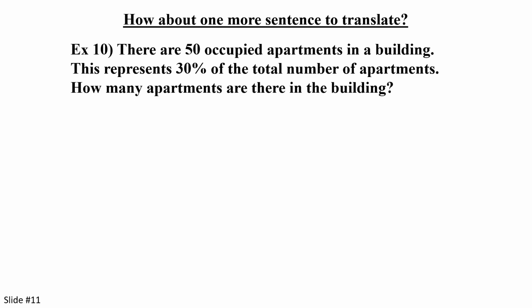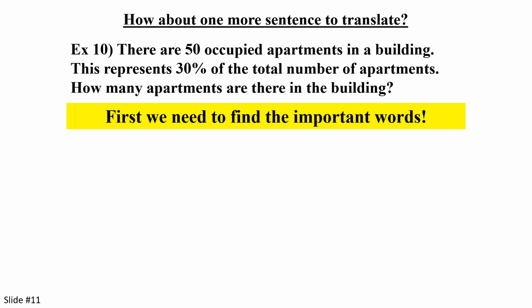How about one more sentence to translate? There are 50 occupied apartments in a building. This represents 30% of the total number of apartments. How many apartments are there in the building? That's a lot of words. So first we need to find the important words. 50, obviously, represents 30% of the total. 50 represents 30% of the total. Those are the key words that we need to translate.